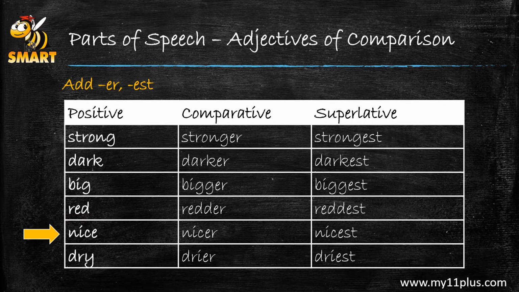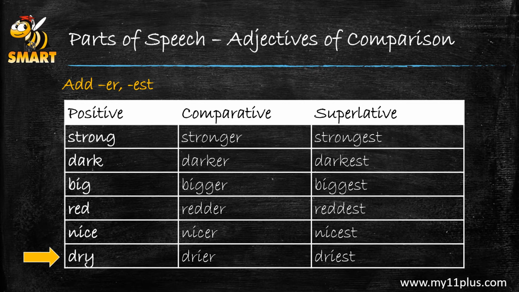If the adjective ends in the letter e, then we're not going to add an e again. So we would just add r and st. You can see that with nice, where we just add r to form the comparative, nicer, and st to form the superlative, nicest.